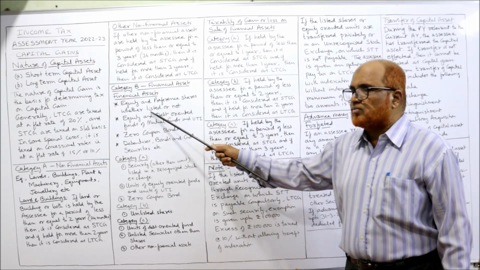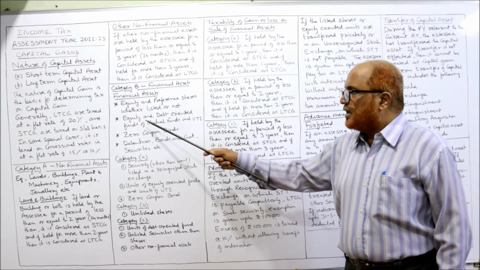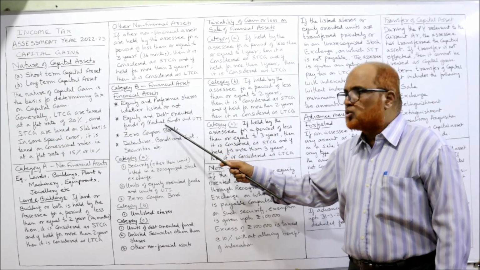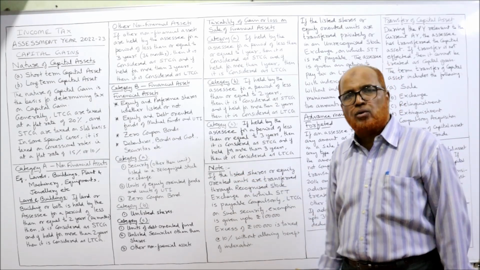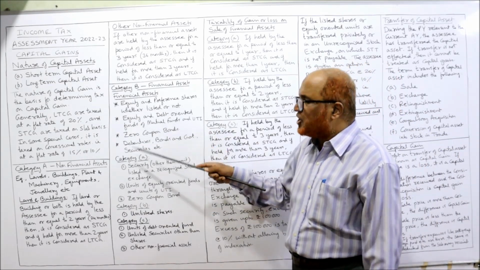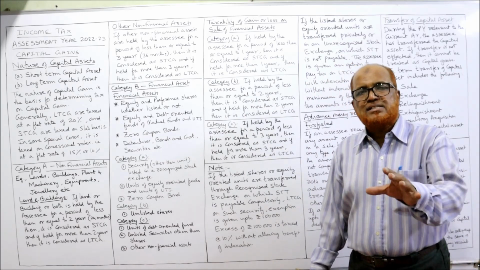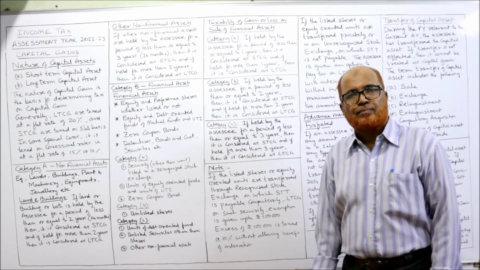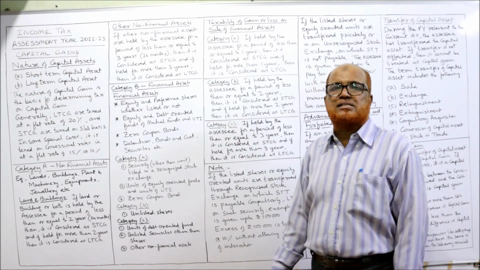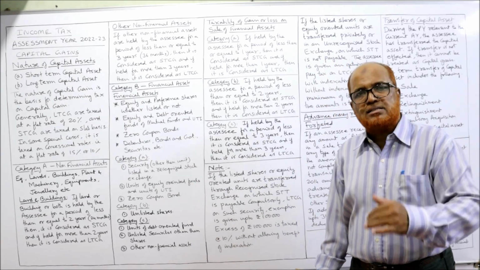Equity and preference shares, whether listed or not. And equity and debt oriented funds of mutual funds, UTI, zero coupon bond or debentures, bonds and government security. These are the examples of financial assets. For the sake of understanding the taxability of financial assets, we divide it into 3 categories: Category A, B and C.